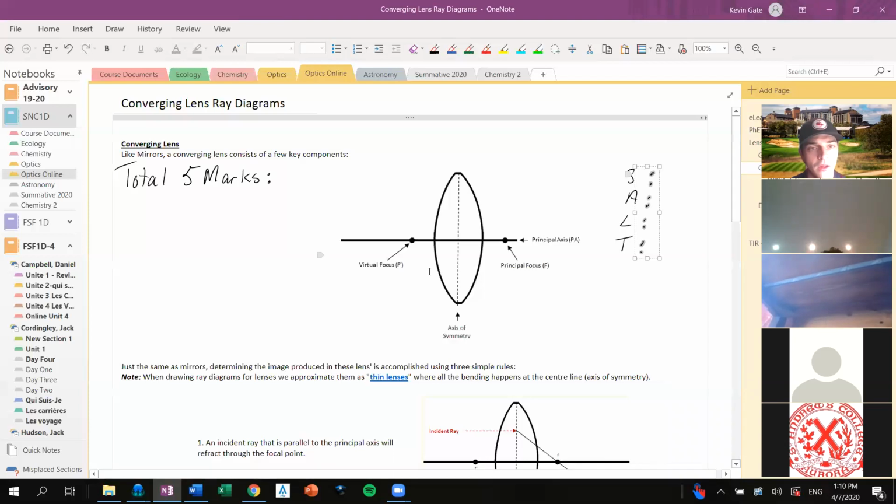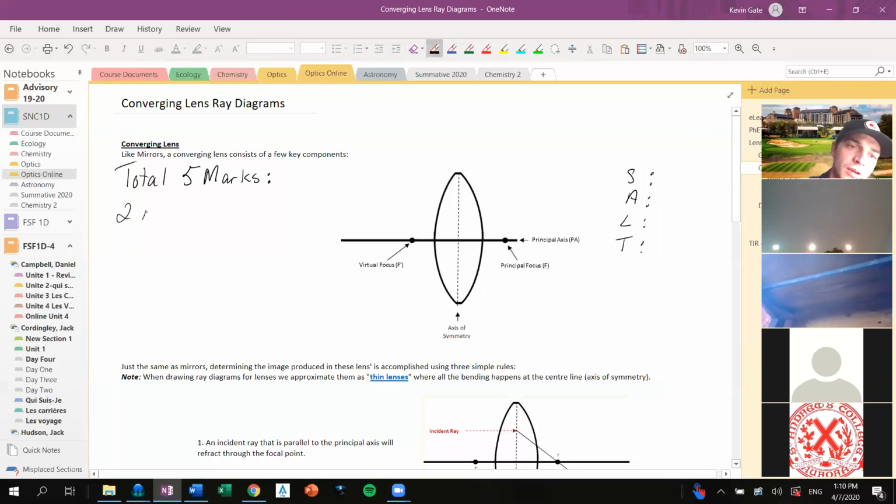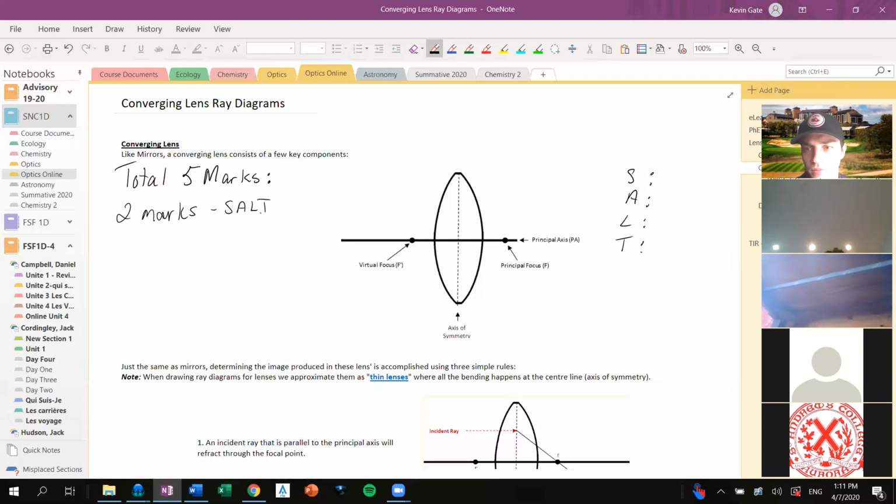Okay, so these 5 marks, where do they come from? Well, we know that we're going to get our 2 marks from our SALT, right? A half mark from each. What else do we get marks from? From the mirrors. What else were we getting marks from? Right, lines. Yeah, the rays.